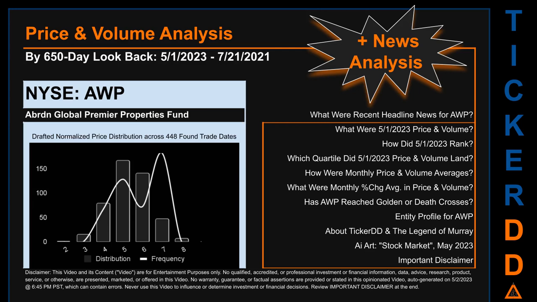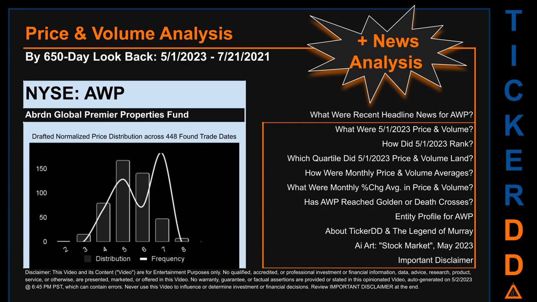AWP went public on April 26, 2007, which was roughly 16 years and 1 month ago. Looking back 650 calendar days from Monday, May 1, 2023 to Wednesday, July 21, 2021, we found 448 applicable trade dates for use in our analysis.